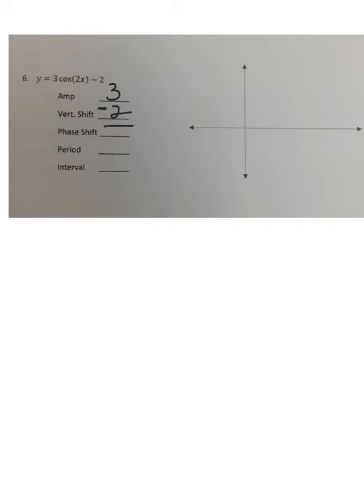We don't have one. All right, the period of the graph, remember the period is 2 pi over the frequency, and the frequency is this 2 right here. So that's going to be 2 pi over 2, which we know is just pi. All right, interval. I'm going to write that down here. Remember, the interval is the period over 4. So our period is pi, so that means our interval is going to be pi over 4, just like the last one, right?